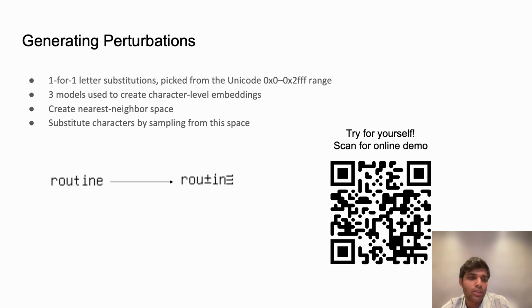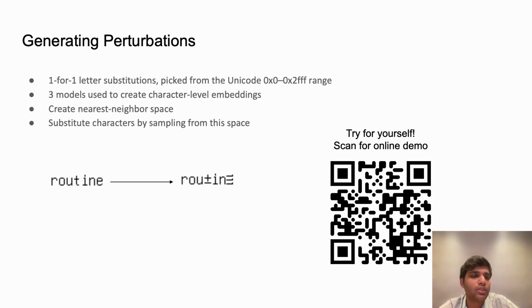And we use three models to get these embeddings. The first is CLIP, the second is TrOCR, and the third one is what we call image dot, which is essentially a naive model that just renders a bitmap of each character in the Unifont font, and then just flattens that vector and considers that as the embedding.